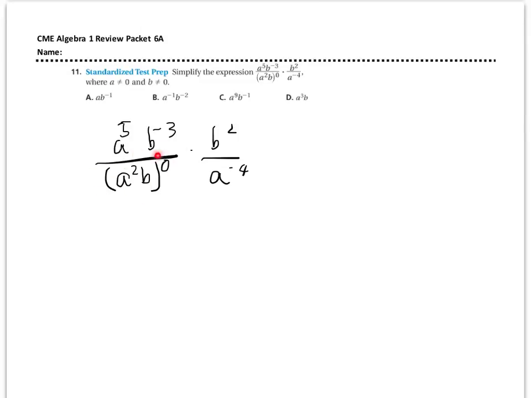Look at this as a chunk. Whatever this is to the 0 power is very simple. So regroup that and then make ones to cancel out so that it can be simplified.